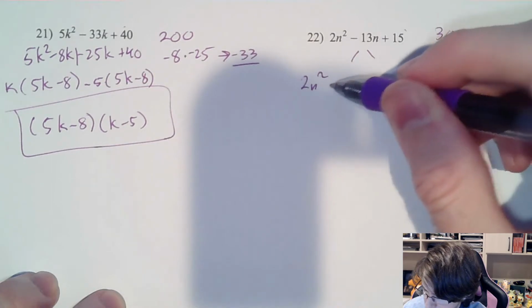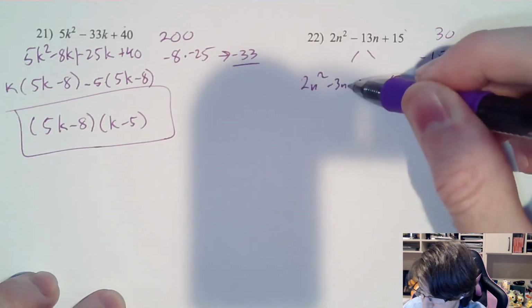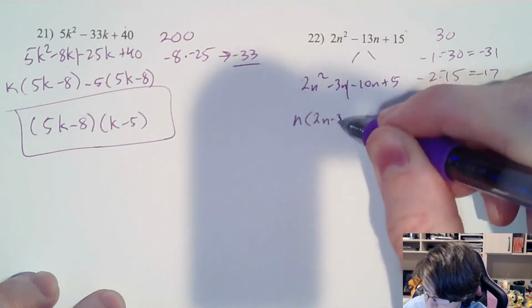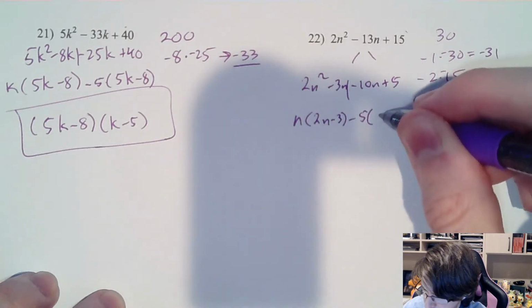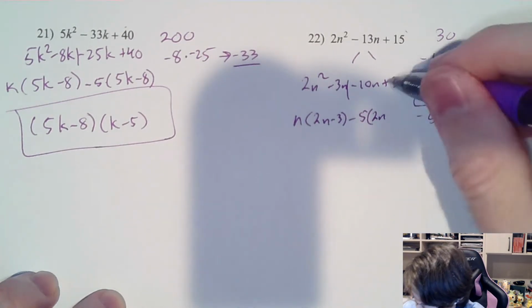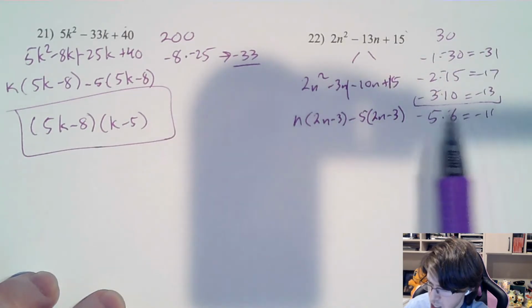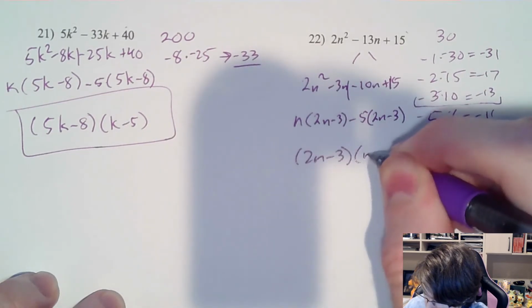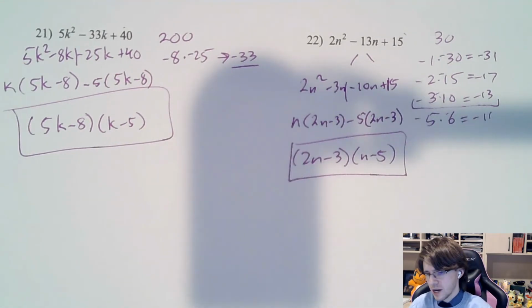2n squared minus 3n minus 10n plus the 15. Divide down the center. n comes out of the first two: 2n minus 3. Out of the next two, minus 5 comes out: 2n minus 15. 2n minus 3 yet again. And again, you're dividing there. We get 2n minus 3 times n minus 5. Kaboom, kaboom, kablam. Got to the end of the problem.